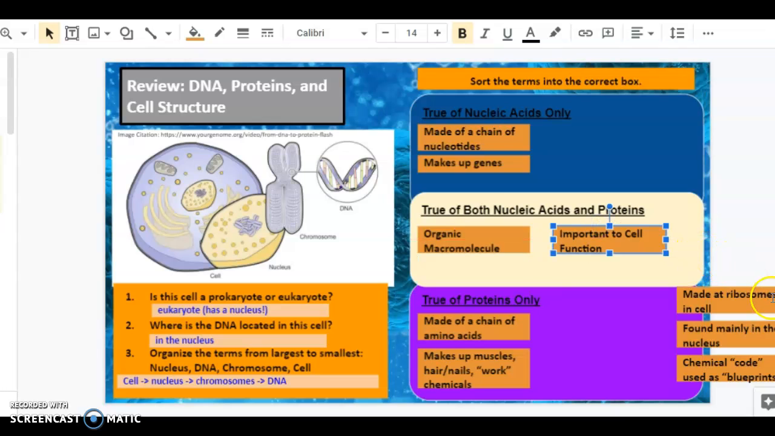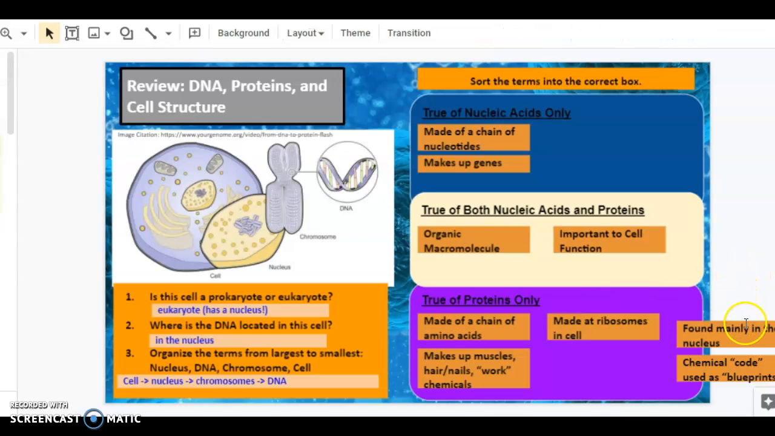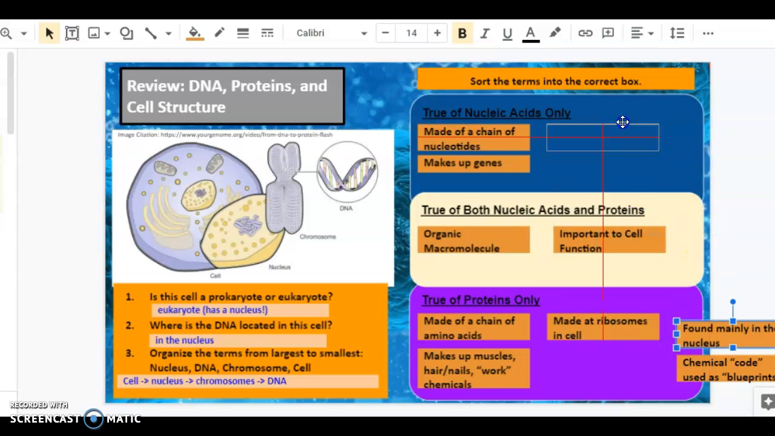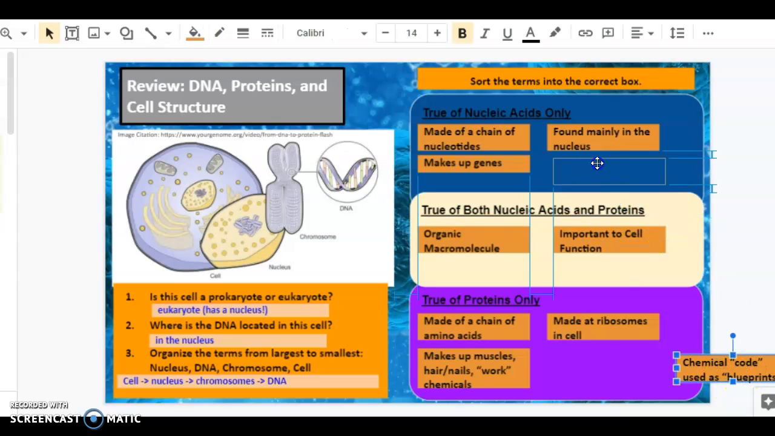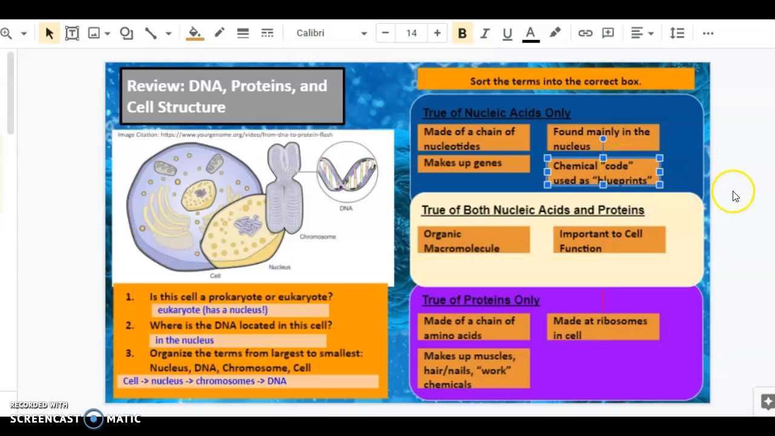Which is made at the ribosomes in the cell? That is true of proteins. Ribosomes are the site of protein synthesis. Which is found mainly in the nucleus? That is true of nucleic acids, unless, of course, it's a prokaryote, which doesn't have a nucleus. But if it's a eukaryote, the nucleus guards the nucleic acids. And which is the chemical code used as blueprints? That is true of nucleic acids. They are the code for the cell to make proteins.